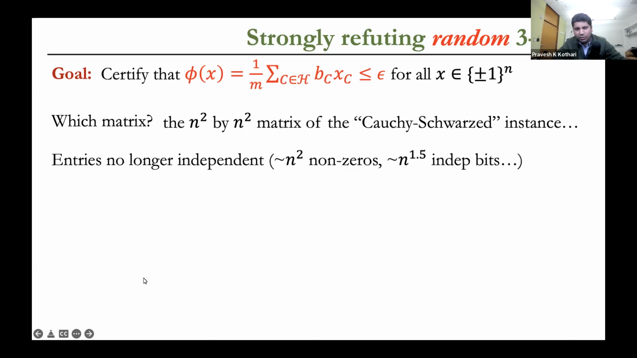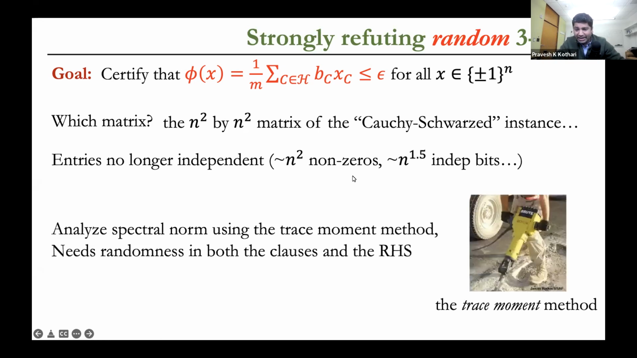What actually happens though is that because of some basic math, a basic amount of randomness being different because of the dimensions changing, it turns out that the entries of this matrix are no longer independent. They in fact have much stronger correlations than before. So we can't quite analyze the eigenvalues of this matrix as easily as we did in the previous slide. We can do it, but it requires bringing out some big guns. It needs the so-called trace moment method, which requires some sophisticated combinatorics to completely work out the bounds, and somehow needs to strongly use the randomness in both the clause structure and the right-hand sides.